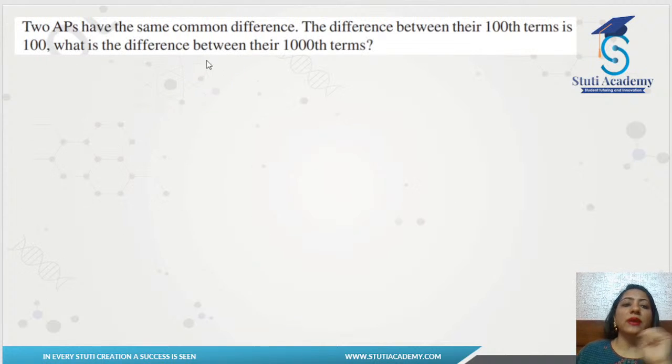Now, in this question, we have two APs. They have the same common difference. The difference between their 100th terms is 100. What is the difference between their 1000th terms? So we have two APs.